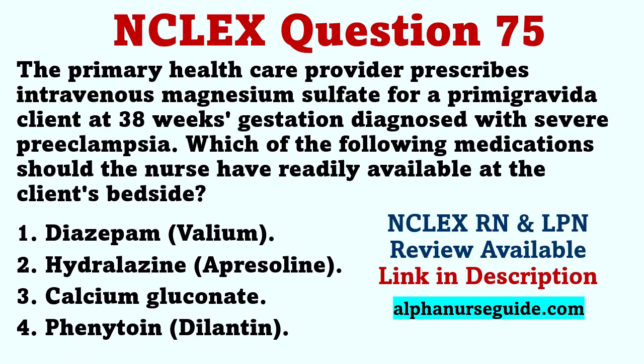The primary healthcare provider prescribes intravenous magnesium sulfate for a preemie gravida client at 38 weeks gestation diagnosed with severe preeclampsia. Which of the following medications should the nurse have readily available at the client's bedside? 1. Diazepam. 2. Hydralazine. 3. Calcium gluconate. 4. Phenytoin.